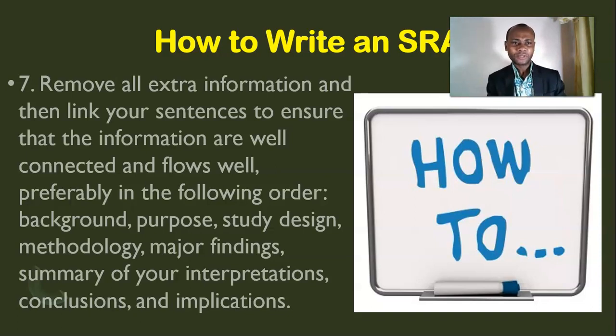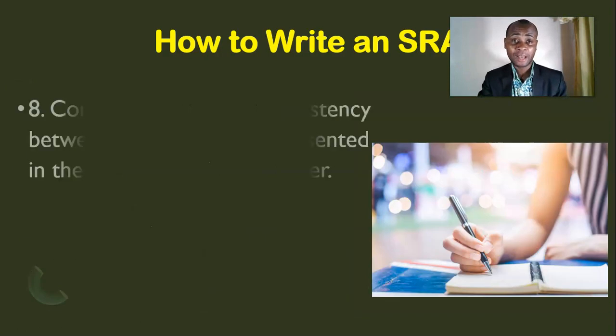Okay, so preferably the following order is usually good: the background, the purpose, the design, the methodology, the major finding, summary of your interpretation, the conclusion and implication. Okay, usually this kind of flow, it's really good. Okay, this kind of flow, it's good if you want to write a good research abstract.